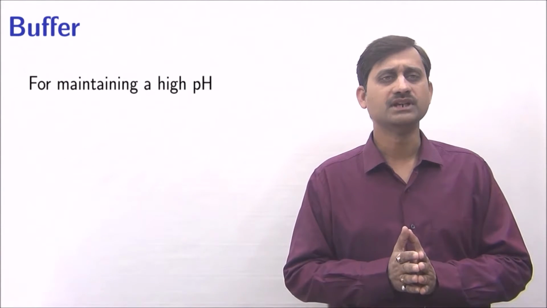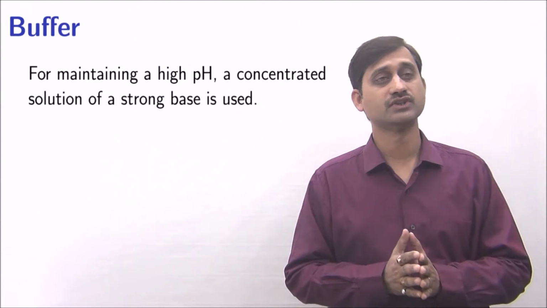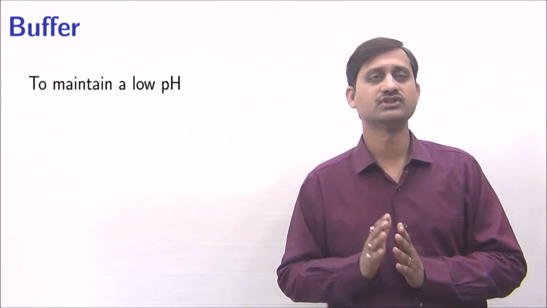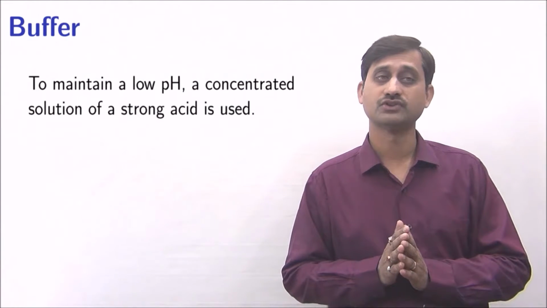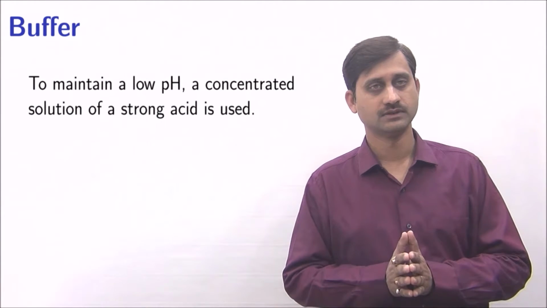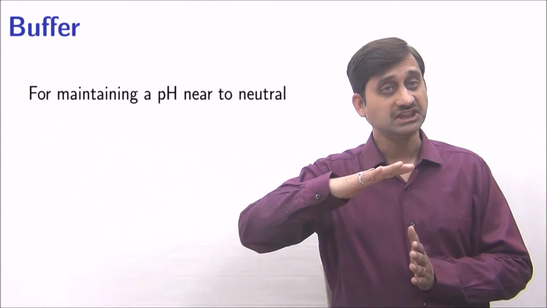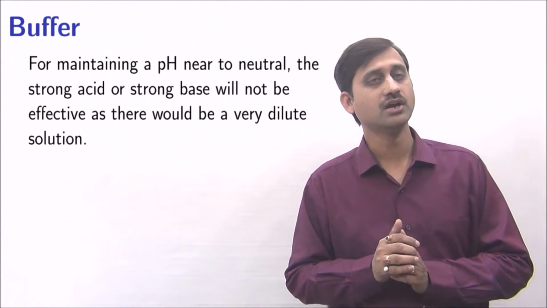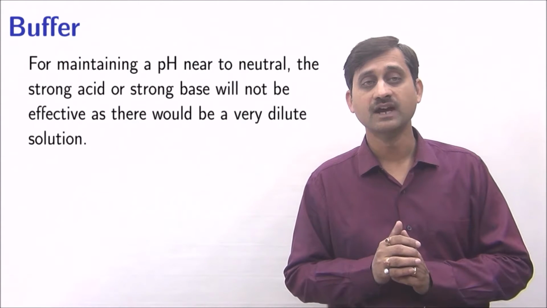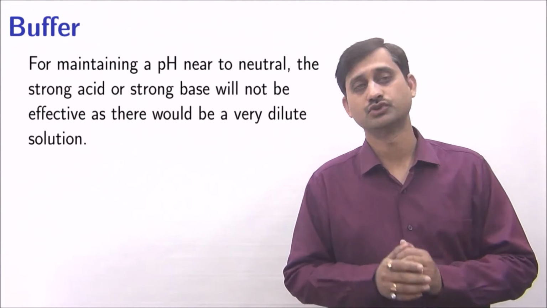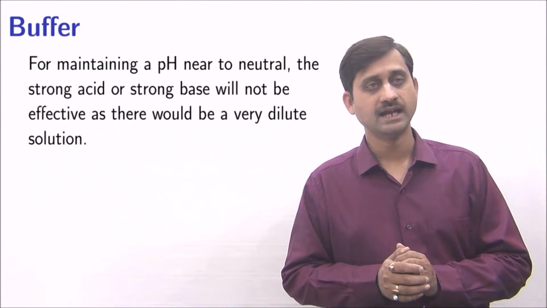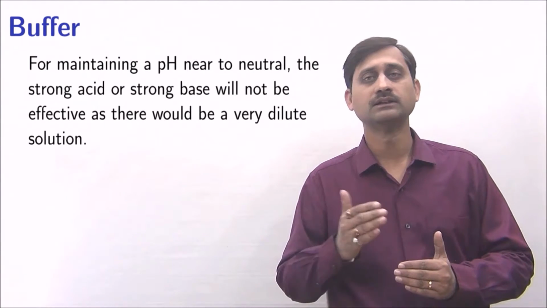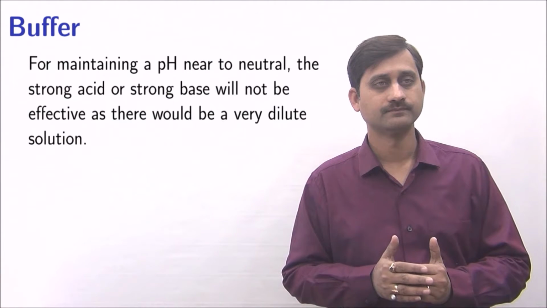For maintaining a high pH, a concentrated solution of a strong base is used. To maintain a low pH, a concentrated solution of a strong acid is used. For maintaining a pH near to neutral, the strong acid or strong base will not be effective, as there would be a very dilute solution, and that will be quickly consumed the moment we add another acid or base.